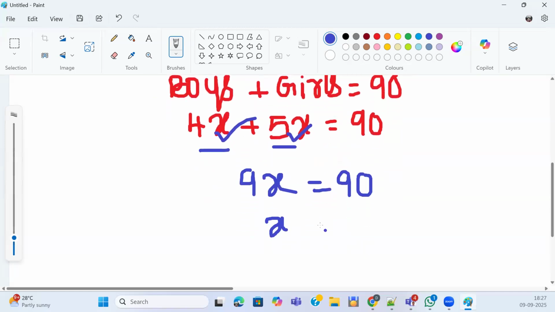So we need to find the value of x, so divide 90 by 9 on the other side. 9 tens are 90. So x is equal to 10.